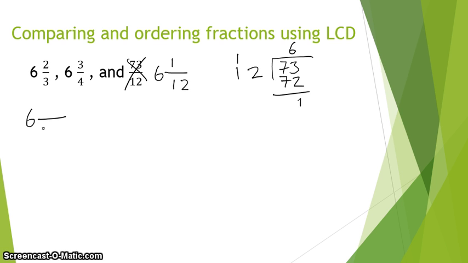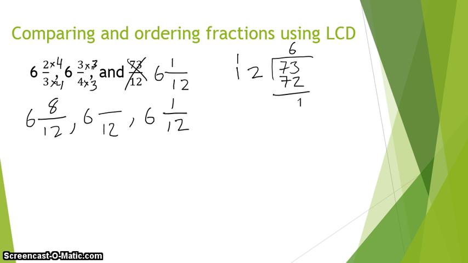So 6 and something over 12, and then 6 and something over 12, and 6, and I know this is 1 over 12 because that's the same thing. And then 3 times what is 12? 3 times 4. So I have to do 2 times 4, which will give me 8 on top. And then 4 times 3 is 12, so I have to do 3 times 3 on top, which will give me 9.